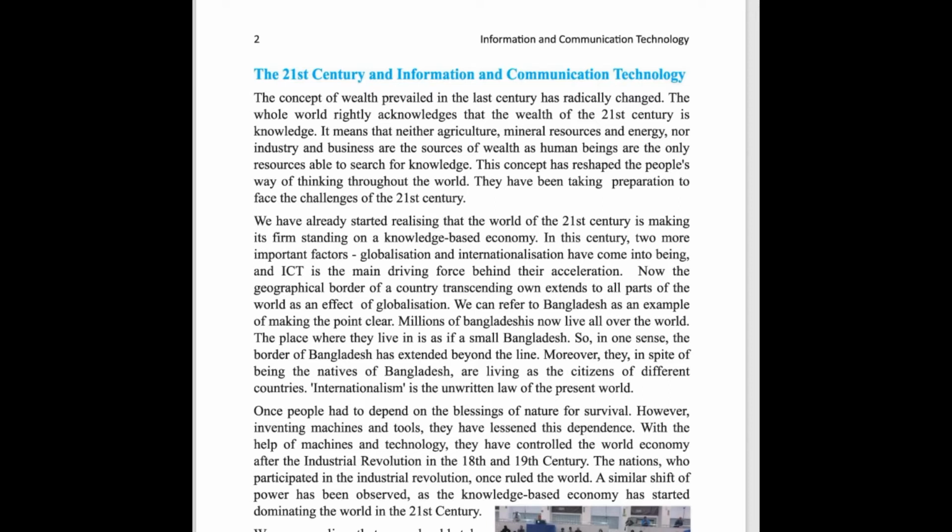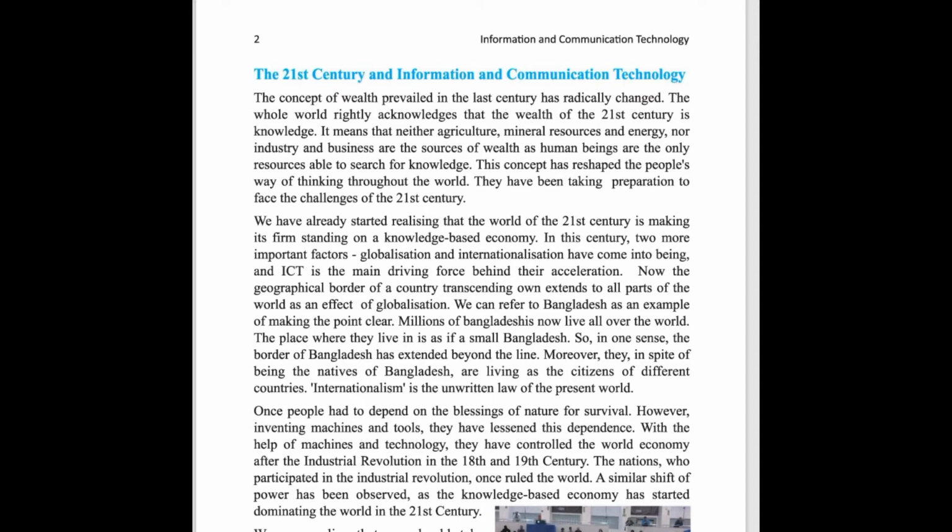The concept of wealth prevalent in the last century has radically changed. The whole world rightly acknowledges that the wealth of the 21st century is knowledge. It means that neither agriculture, mineral resources and energy, nor industry and business are the sources of wealth, as human beings are the only resources able to search for knowledge. This concept has reshaped the people's way of thinking throughout the world. They have been taking preparation to face the challenges of the 21st century.